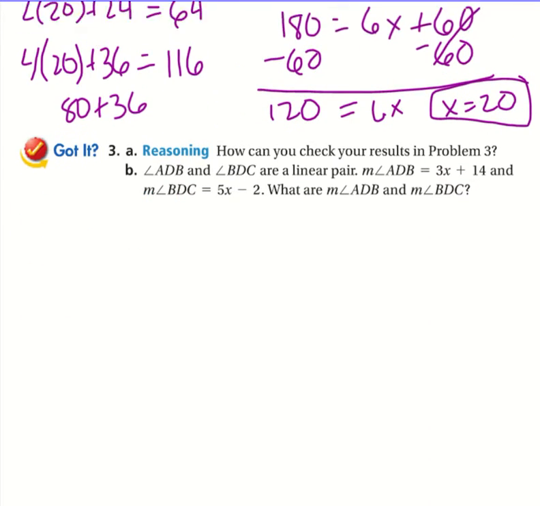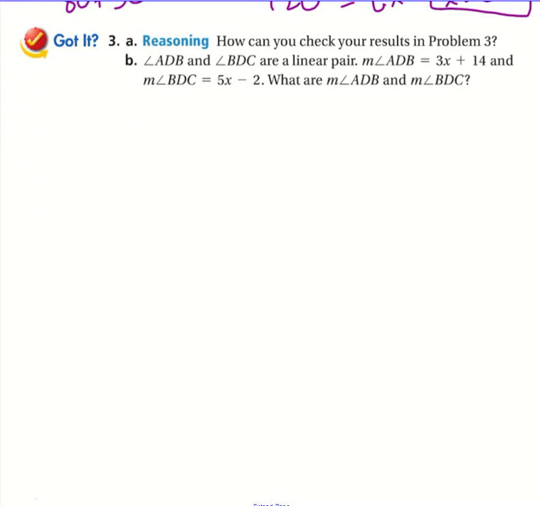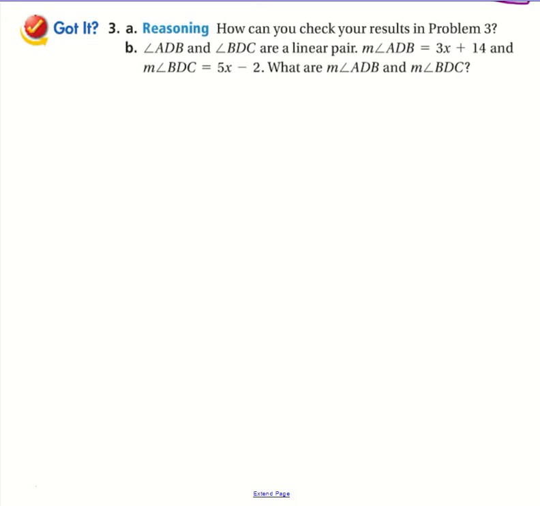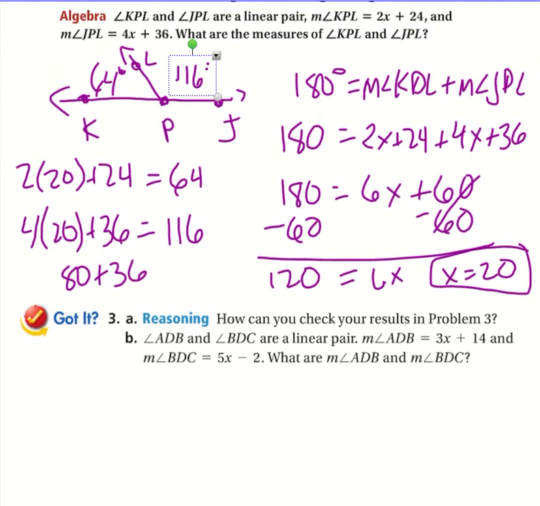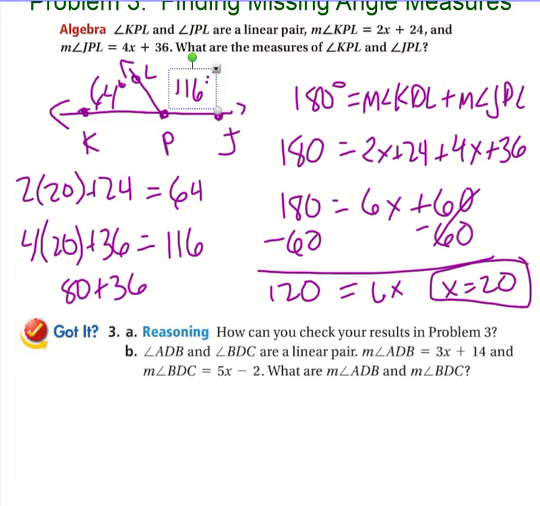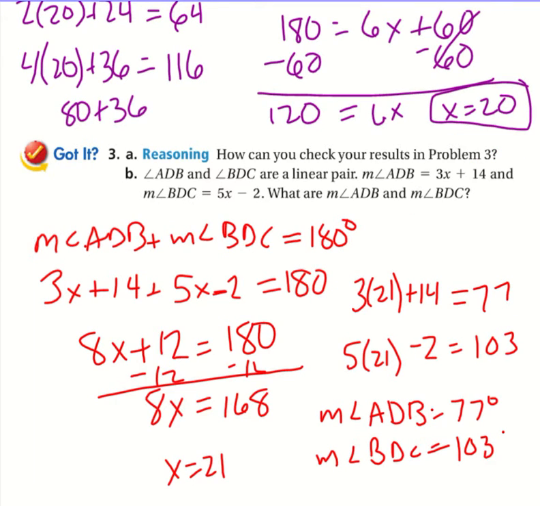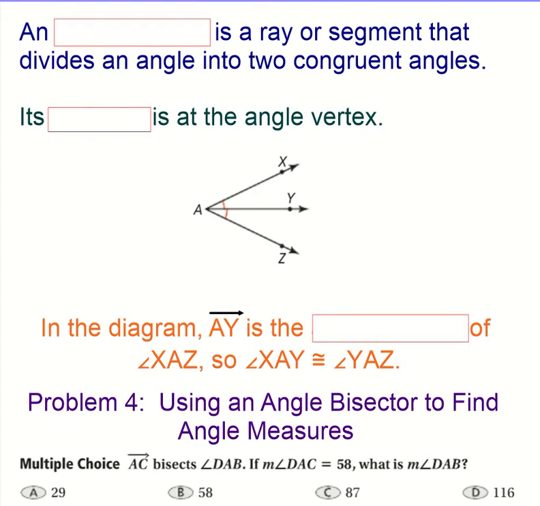So what you're going to do now is a problem very similar to that on your own. You're going to have to think about this problem a little bit, though, as you do it. The first thing it asks is how can you check your results in problem 3, and then find the measure of these angles. So pause the video now and take the time to do that. And now you can check your work with mine. I got for my answer the measure of angle ADB is 77 degrees, and the measure of angle BDC is 103 degrees.